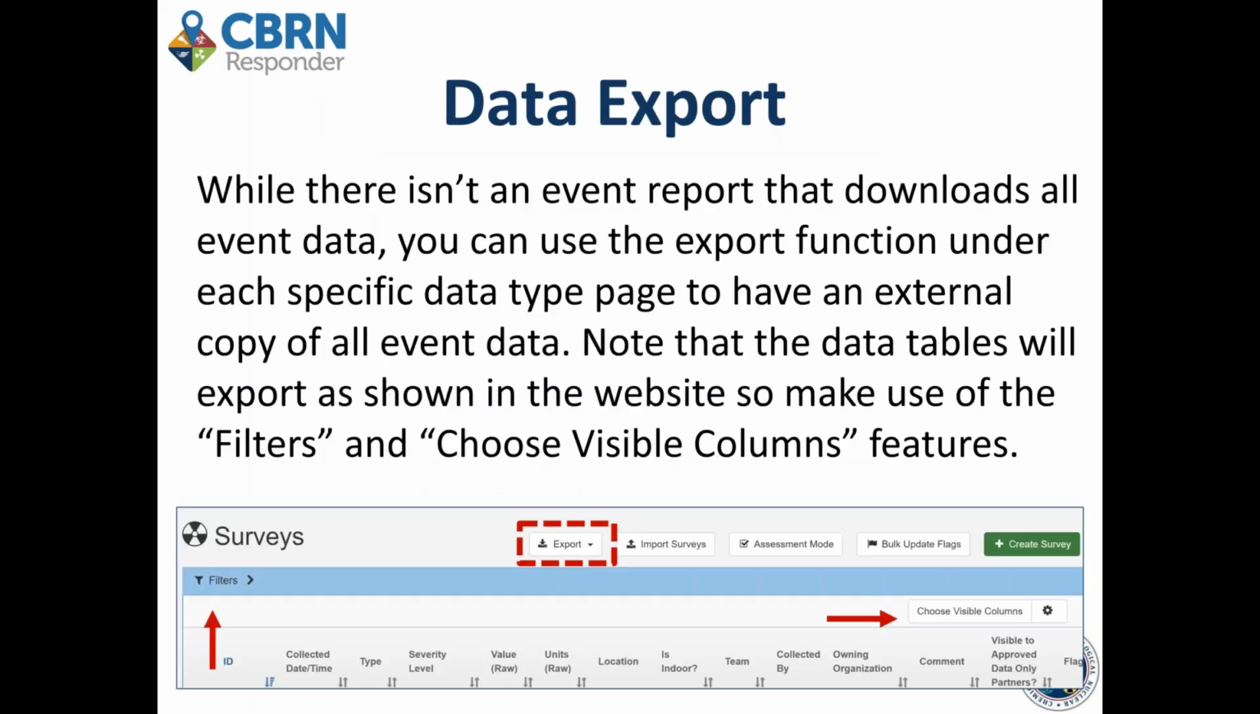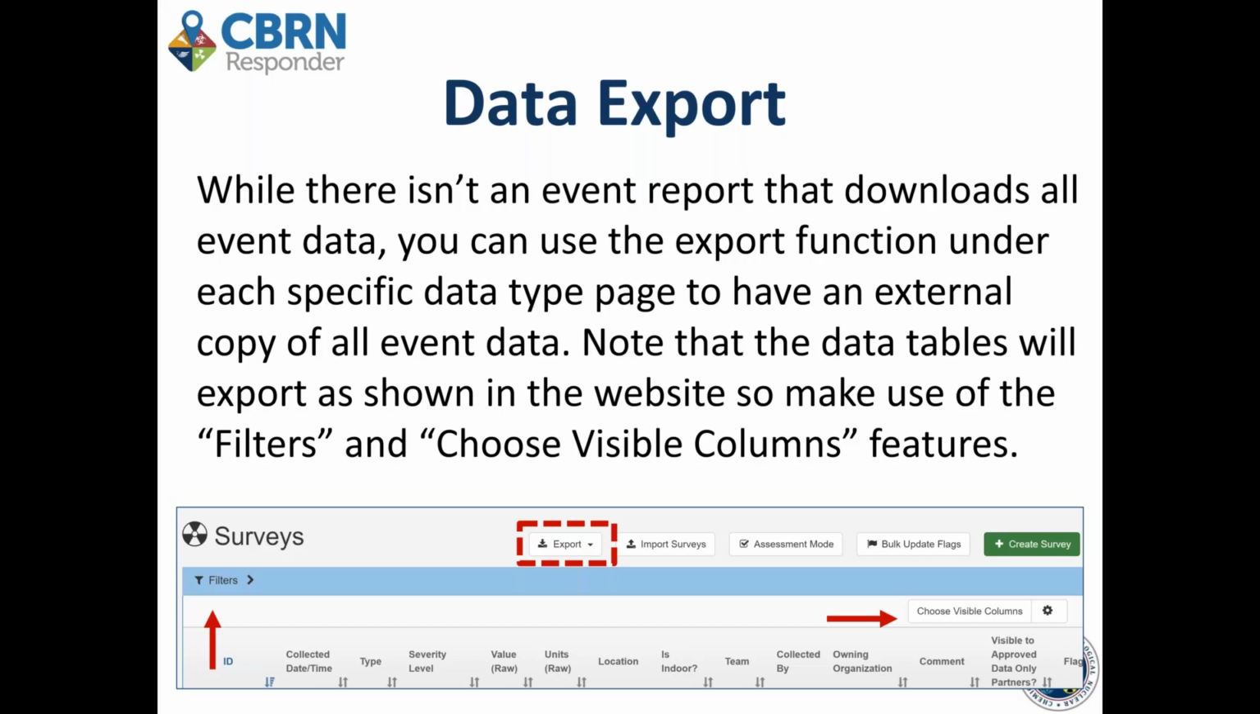So I do just want to note, while there is not an event report that downloads all event data, you are actually able to use the export function under each specific data type and have an external copy of all event data. So I will note that the data tables will export exactly as they're shown in the website. So that's why I just wanted to show you to make use of this filter and choose visible column features.